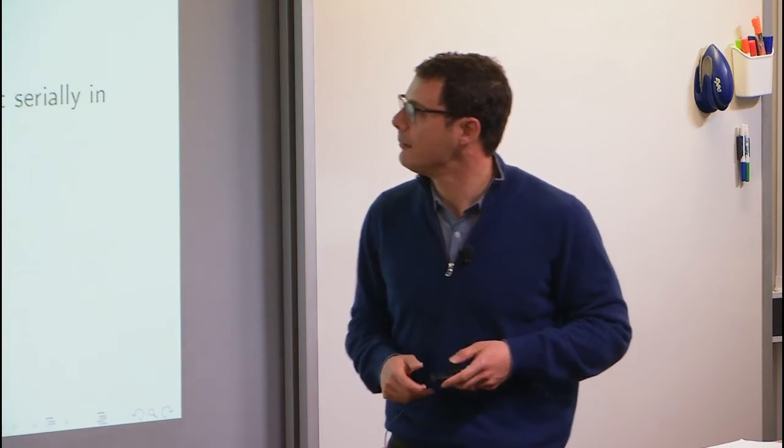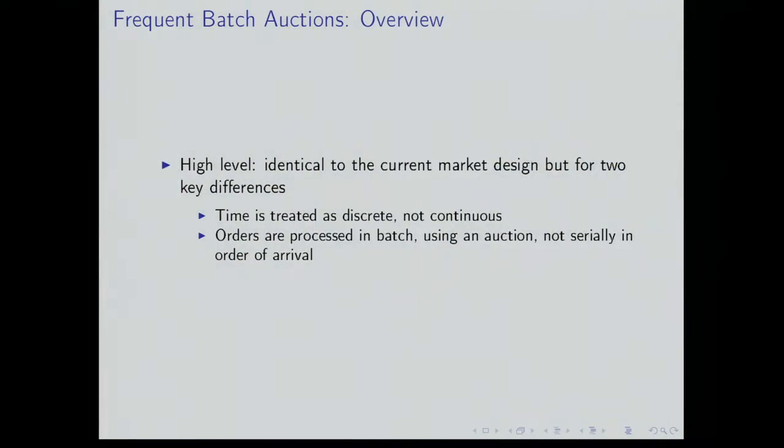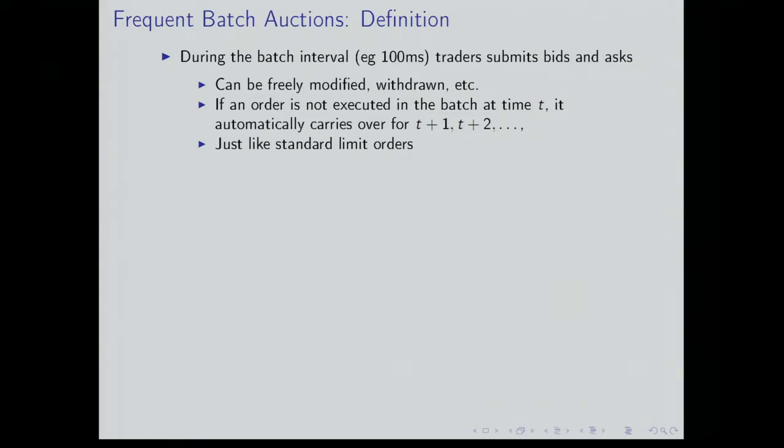Okay, so let me talk about now frequent batch auctions. I'm going to go through this quickly so I can get to the computational part of the paper. So at a high level, frequent batch auctions are identical to continuous limit order books, but for two key design differences. One, time's treated as a discrete variable, not a continuous variable. Two, orders are processed in batch using an auction rather than serially in order of arrival. A bit more fully, let's say the batch interval is 100 milliseconds, just to fix ideas. During the batch interval, traders submit bids and asks that can be freely modified, canceled, withdrawn, as before.